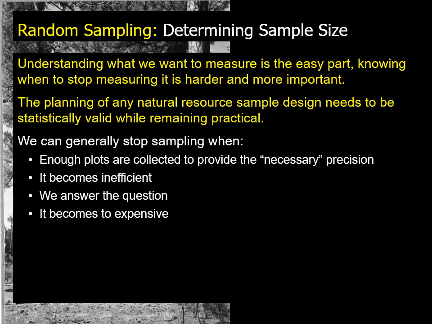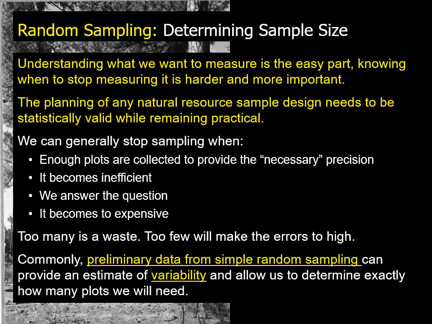When it comes to determining when to stop sampling, we have many possible options, including stopping when we have enough plots collected to provide whatever necessary precision we deem we need, or stopping simply because it's becoming inefficient to continue sampling, or stopping because we have answered our question, or because it's just becoming too expensive to continue sampling.